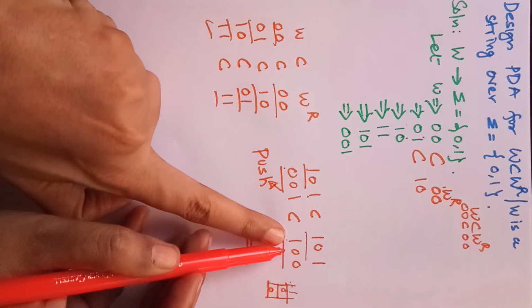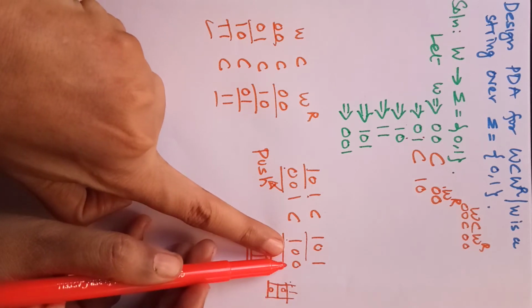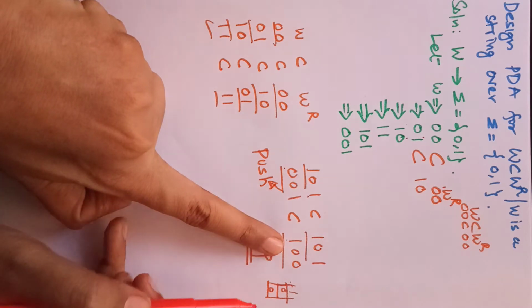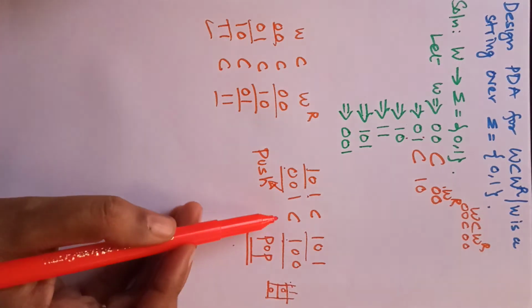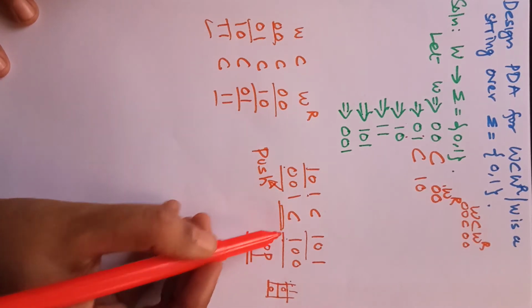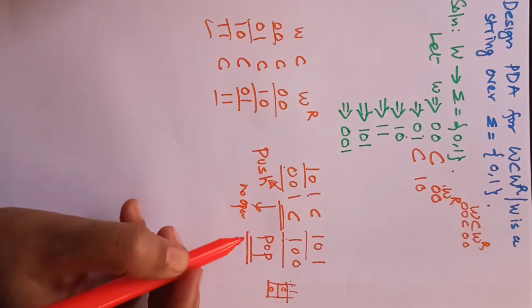For this next 0 we have a matching 0 in the stack. For the third symbol 0 we have the matching 0 in the stack. But for C we do not have anything, so we can ignore the C. For C we are performing no operation.